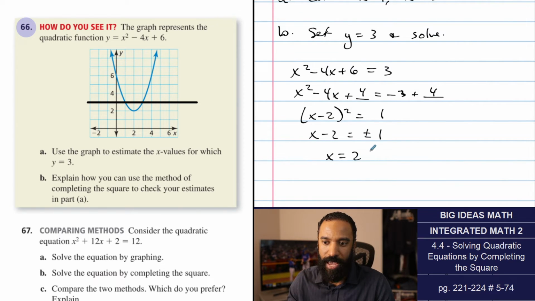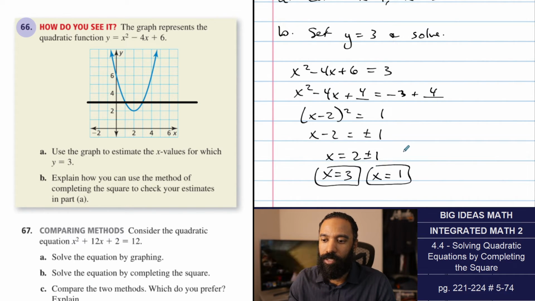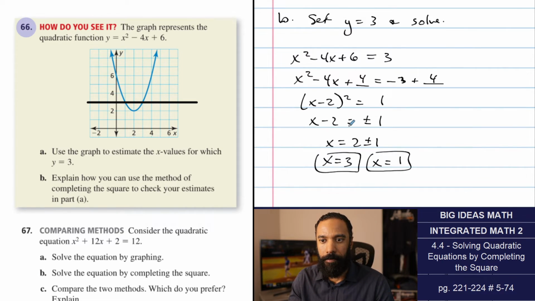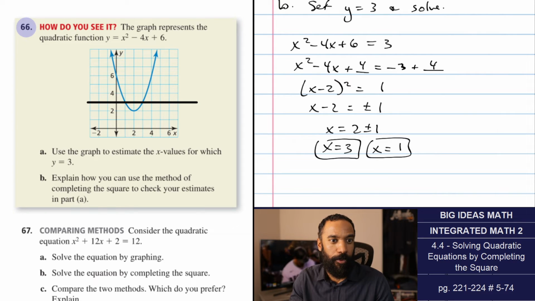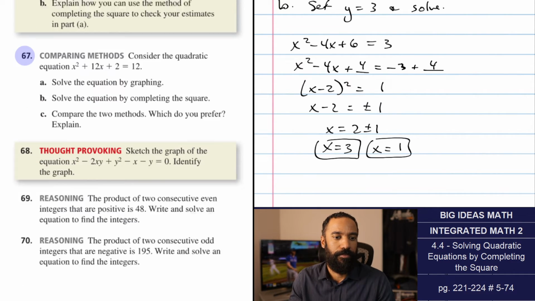Add 2 over, you get x equals 2 plus or minus 1. So those answers, 2 plus 1 is 3. 2 minus 1 is 1. 3 and 1. Okay. They're connecting that, I guess, to 4.2. And whatever else. Number 67.